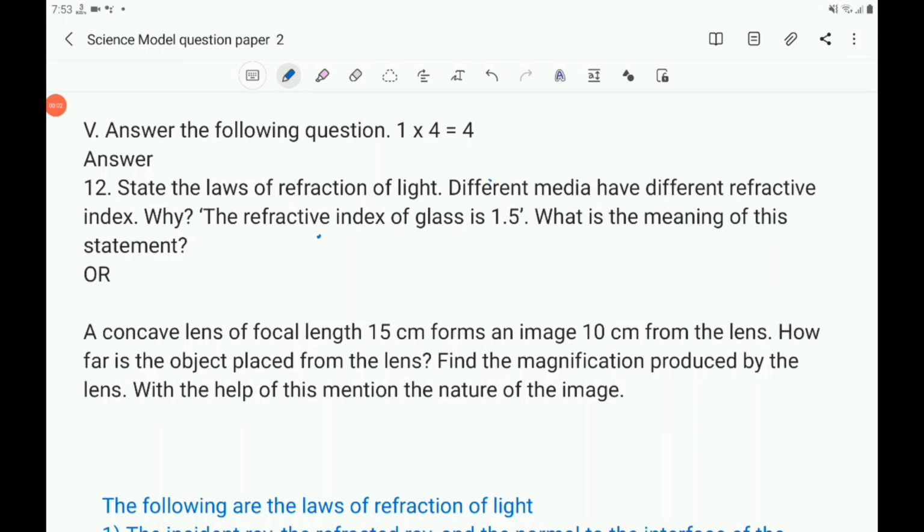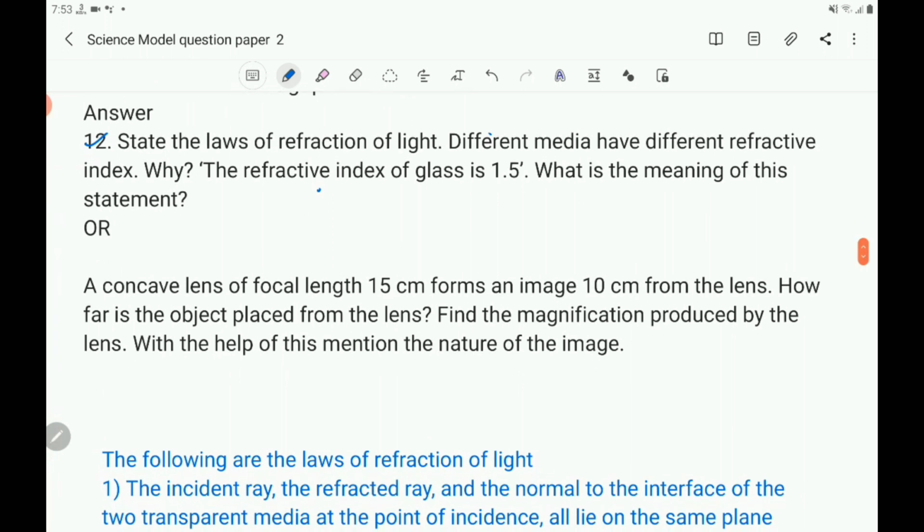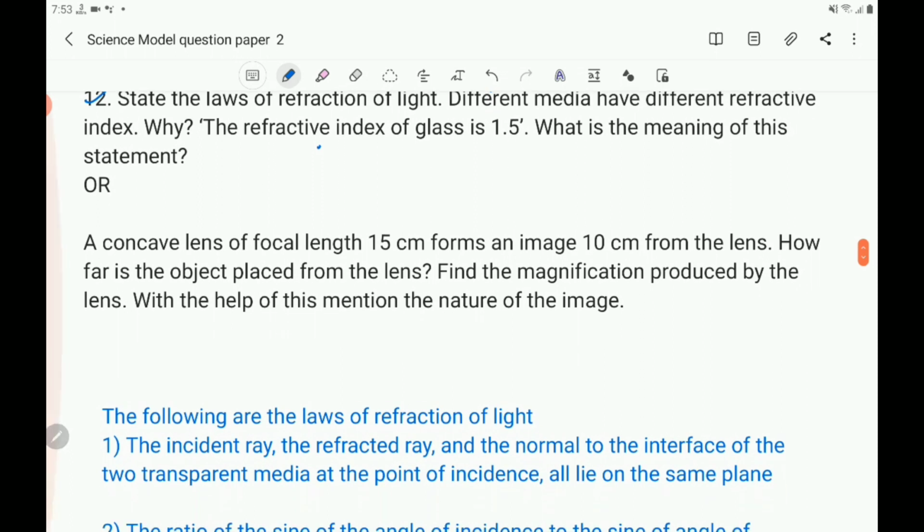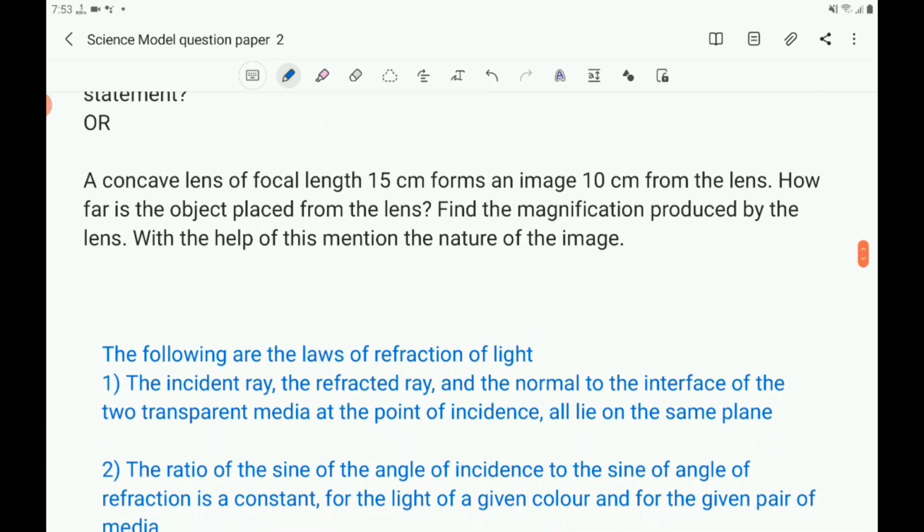Now you come to the fifth main question, that is answer the following question. 4 marks question, one question is there, that is also a choice question. The question is, state the laws of refraction of light. Different media have different refractive index, why? The refractive index of glass is 1.5. What is the meaning of this statement? Now let us answer the first question, that is state the law of refraction of light.